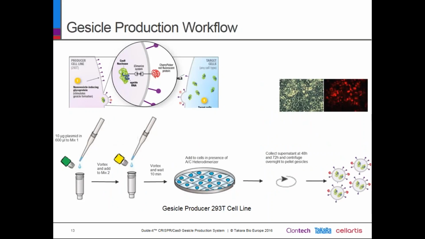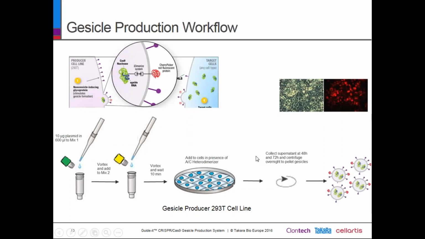So here is again in brief the workflow. All you need to do is to clone your guide RNA into the provided plasmid, add this plasmid to the tubes with the packaging mixes, then add mix 1 to mix 2 and do this big co-transfection of the 293T producer cell line. Then you will also need to treat the producer cells with a so-called dimerizer molecule. Remember, this is just to tether the Cas9 to the membrane-bound CherryPicker protein to enrich Cas9 within the Gesicles.